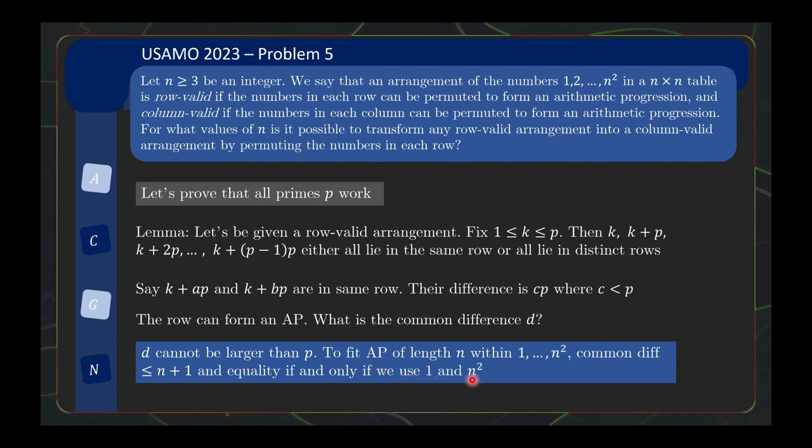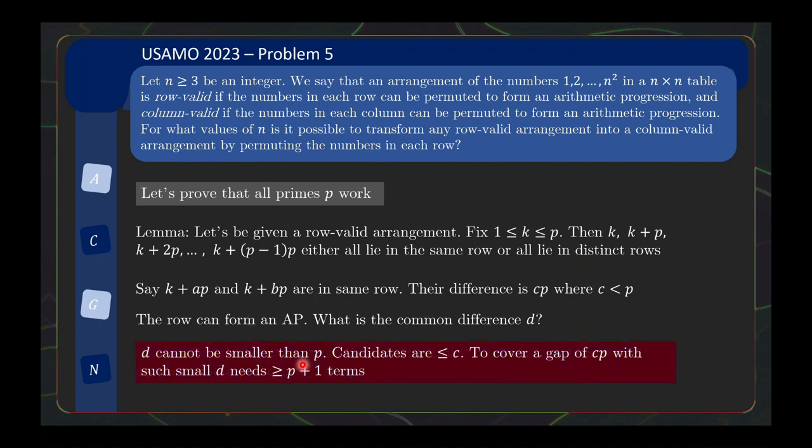So for any other configuration, including this configuration where we clearly are not using the extremes 1 and n squared, the common difference is at most equal to n. And n here is the prime p. So we have shown that d is less than or equal to p.